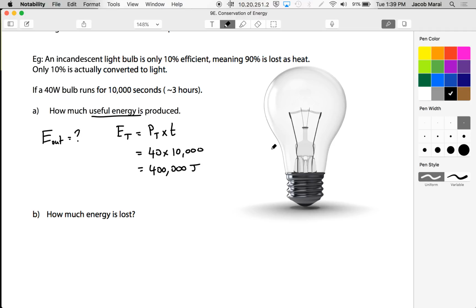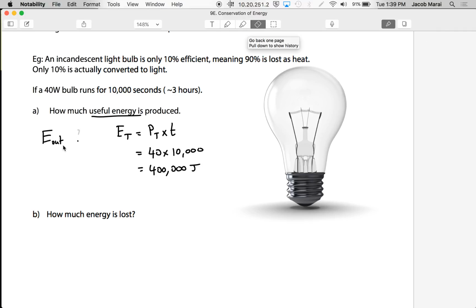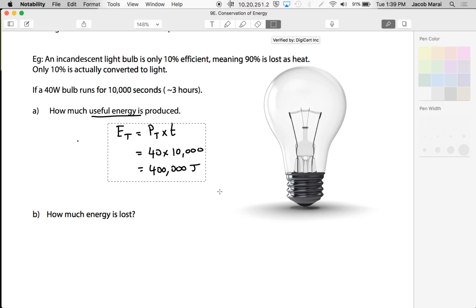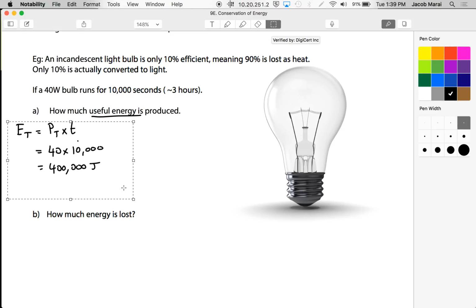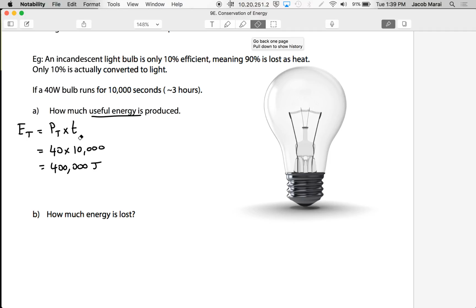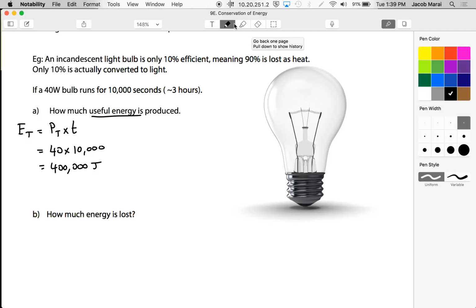Now, here, you're going to hate me. I'm going to just move this over. Go back one page. I don't know what that's doing. Okay, thanks. It's telling me stuff. The computer's talking to me. Are you seeing this? Yes.